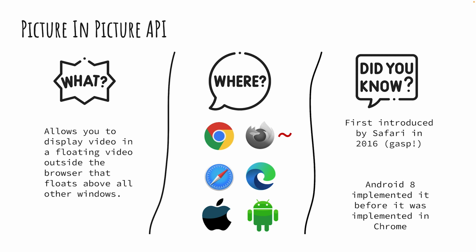Fun fact, before we actually do the demo, it was first introduced by Safari in 2016. Gasp. Safari being the first one to introduce an API onto a browser. And then Android 8 weirdly implemented it first before it even got working in Chrome, which blew my mind because, why would you do picture-in-picture on a phone?